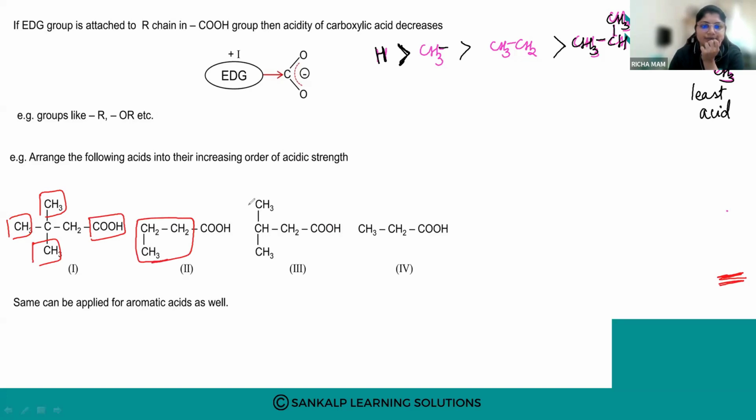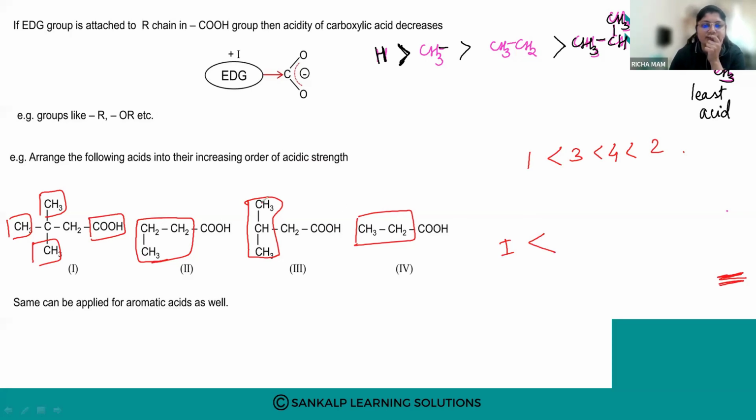Now here this group is there, and here 2 carbons are there. So BB has answered it like this. Others? You have to arrange it in increasing order of their acidic strength. Which will be the least? Yes, least will be your first one. Very good.